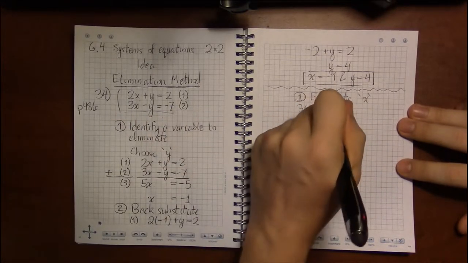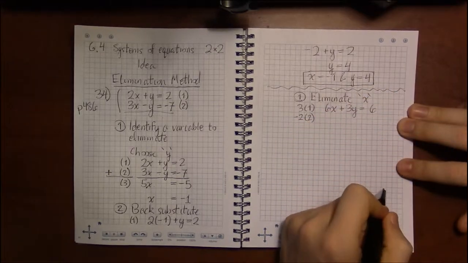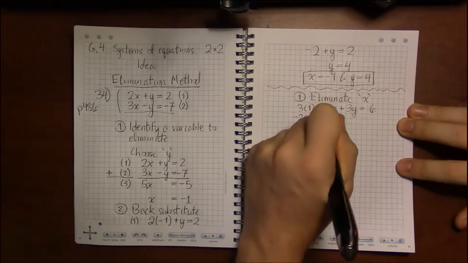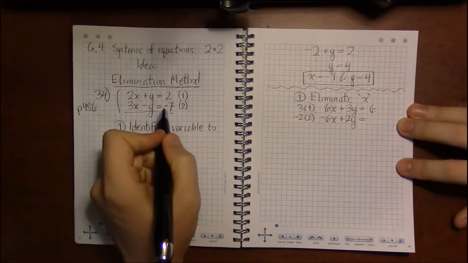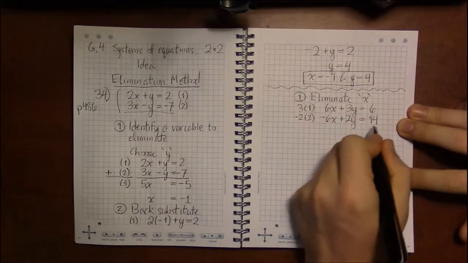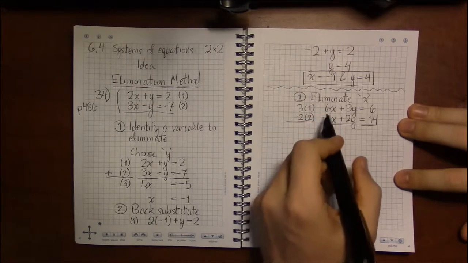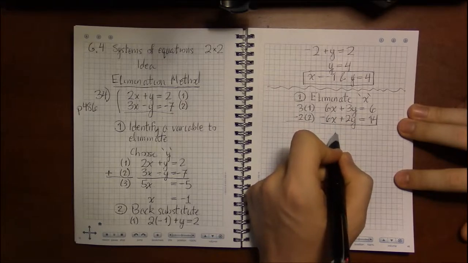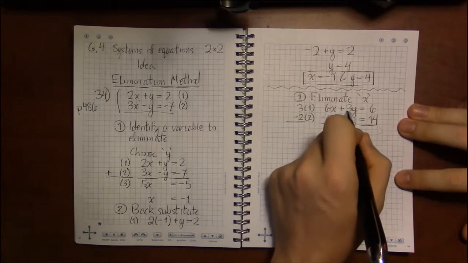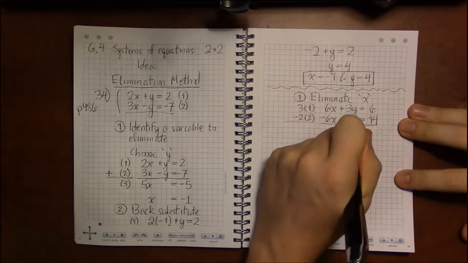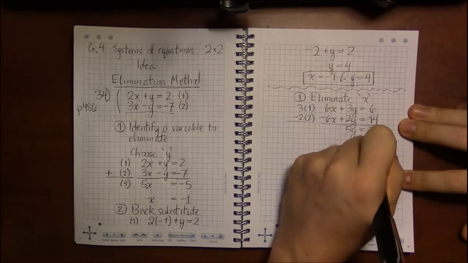Well, then 3 times equation 1 would be 6x plus 3y equals 6, and then minus 2 times equation 2 is minus 6x plus 2y equals, and that will be a plus 14. Then when I add these up, and this is why it's necessary to have them be a different sign, because when you add them up, 6x plus minus 6x will cancel, so we don't even have to write it down. And we've eliminated x from this new equation that we're going to create. Now, 3y plus 2y is 5y, and 6 plus 14 is 20, so this means that y is 4.